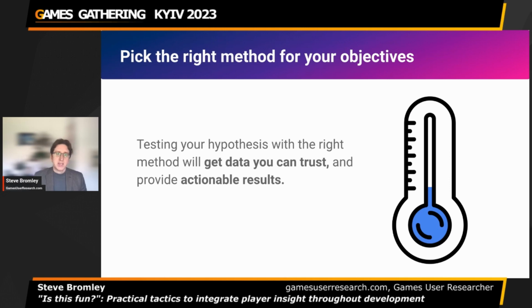So my ethos in this section is we should be picking the right method for our objectives, rather than just defaulting to running a survey or defaulting to getting Discord feedback. Even reasonably small observational studies where you're putting players in front of your game and just watching them play will provide a lot richer data, data you can trust. And because it is richer and has that detail to it, it allows you to actually action what you're learning. You've got the detail you need to fix the problems as they occur.